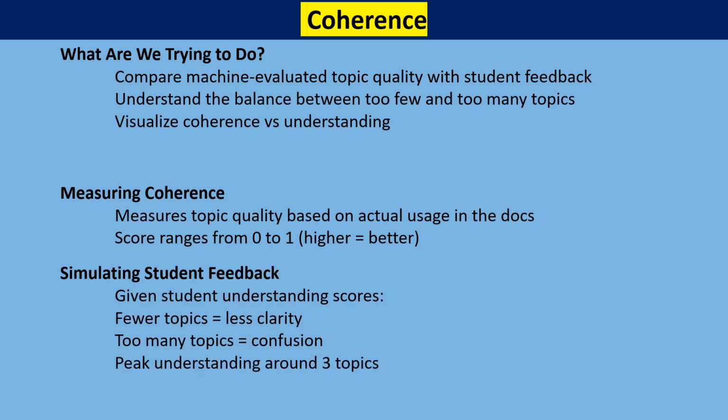Simulating students' feedback. Given a student understanding score, few topics equal less clarity, and too many topics are obviously confusing. Understanding peaks around 3 topics. We pretend we ask a student how well they understand the material. Their score increases until they hit their comfort zone, three topics, then drops when there are too many topics to process.